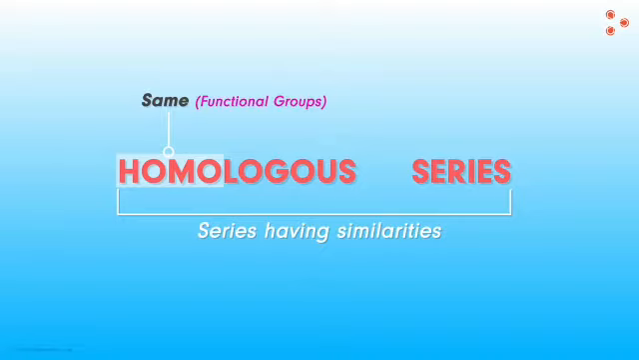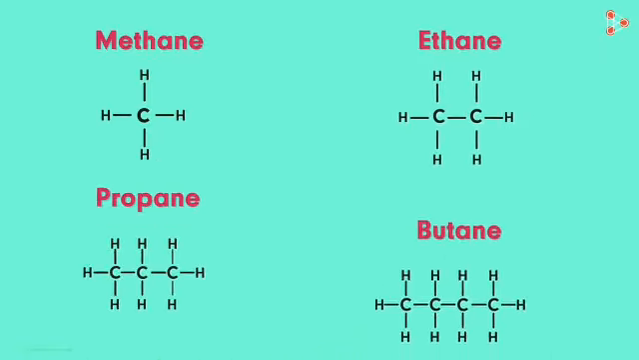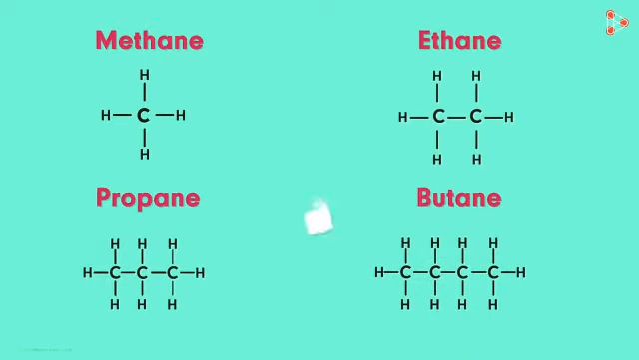What about the next part, that is series? For being in the list of homologous series, the compounds need to occur in a sequence. That means they will occur in succession. And what do we mean by this? Let us consider the simpler alkanes like methane, ethane, propane and butane. Are they in succession? You may say yes. They occur one after the other. But what exactly makes them successive to each other?